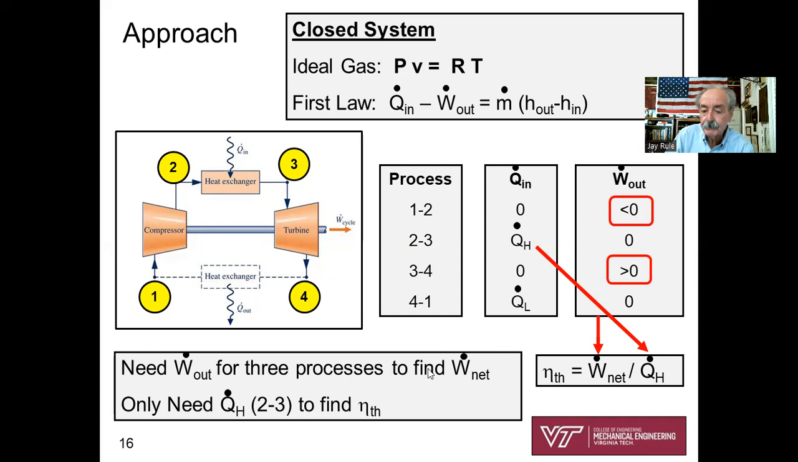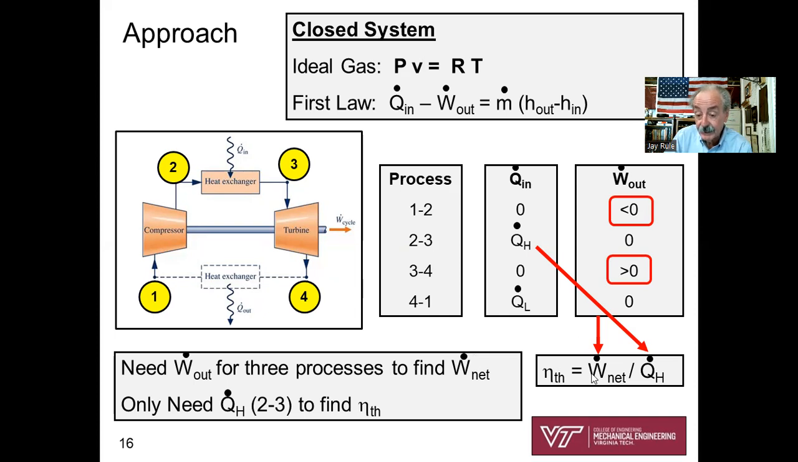We're given Ẇ_net. We're going to need, that's 48,000 horsepower. We'll have to transform that into better units, but 48,000 horsepower is Ẇ_net. We're asked to find the thermal efficiency.